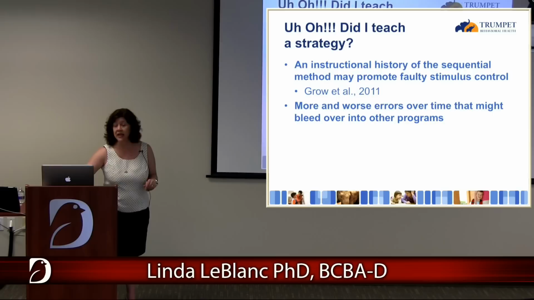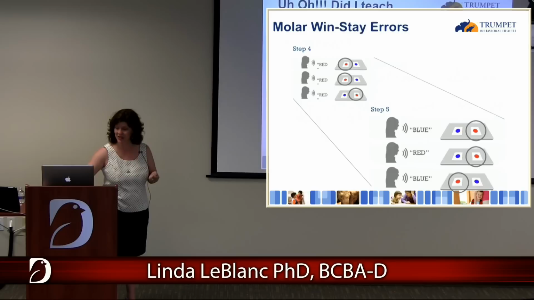And what they found was exactly those problems developed, and they were very likely to develop in steps 5 and 9, and that the learners made more errors and worse errors over time. So often there would start to be multiple strategies that they would use. Here's an example of what she called the molar win stay error.